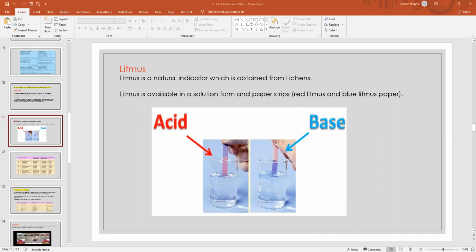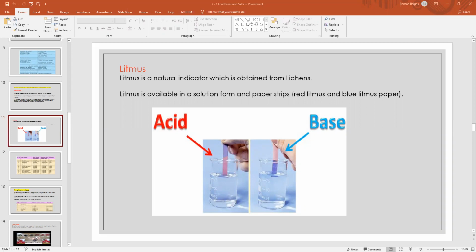Litmus is a natural indicator which is obtained from lichens. It is available in solution form and also in paper form. There are basically two types of litmus solution, red and blue. Let's see them one by one.